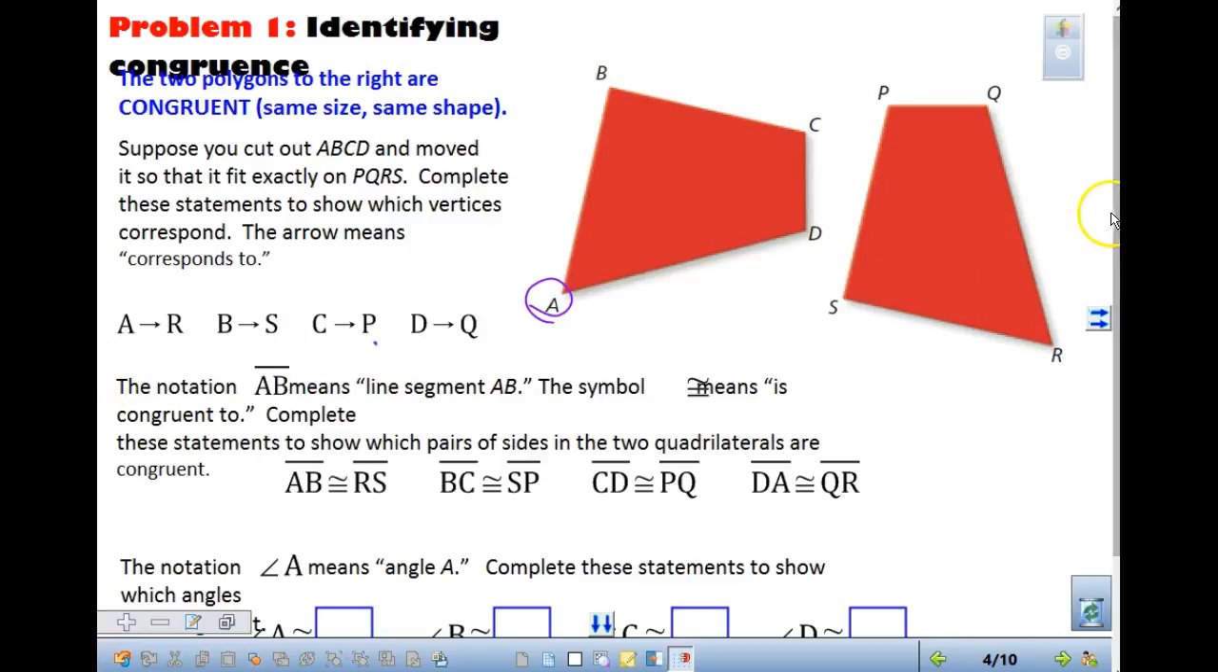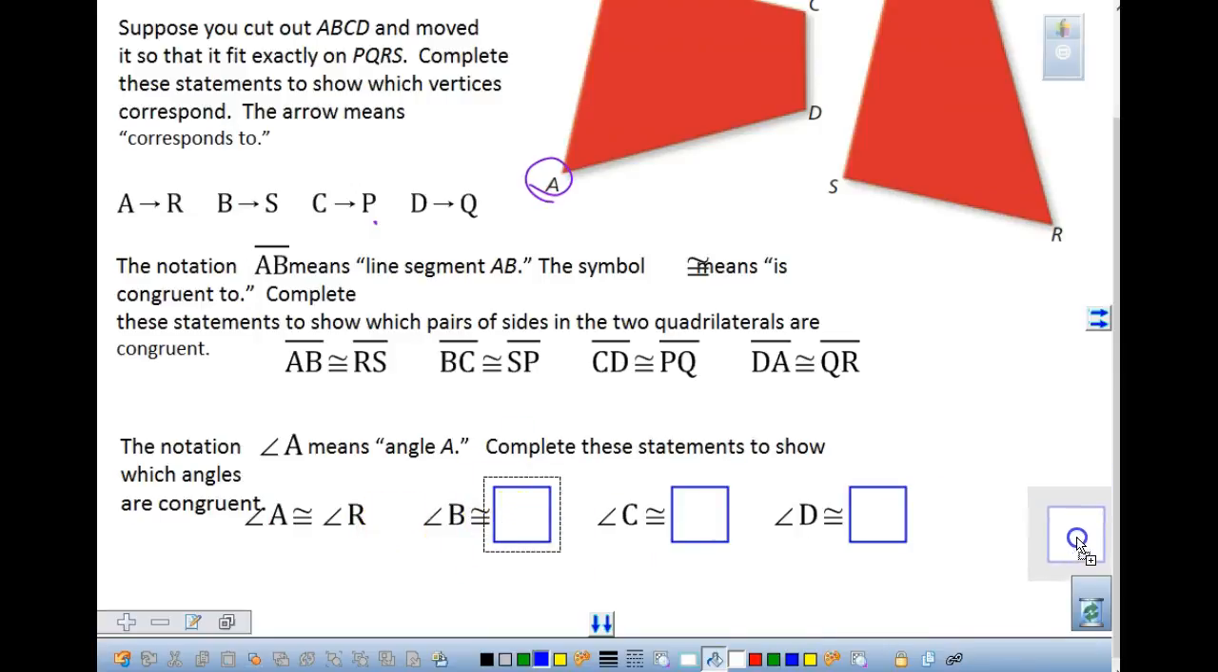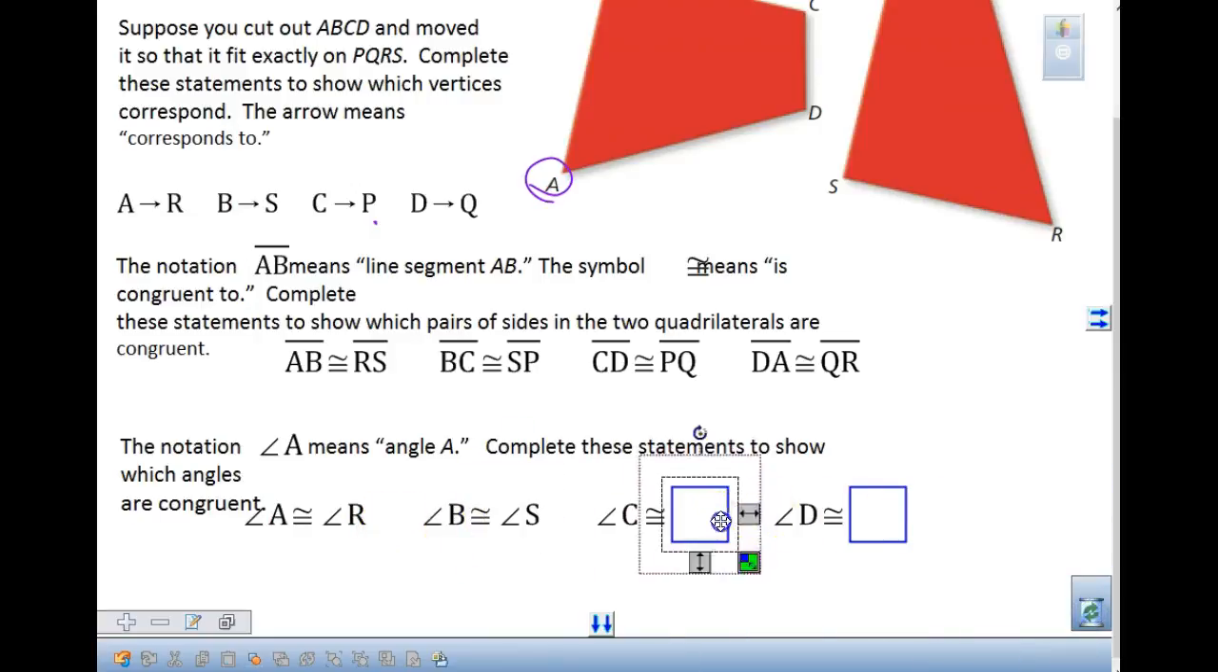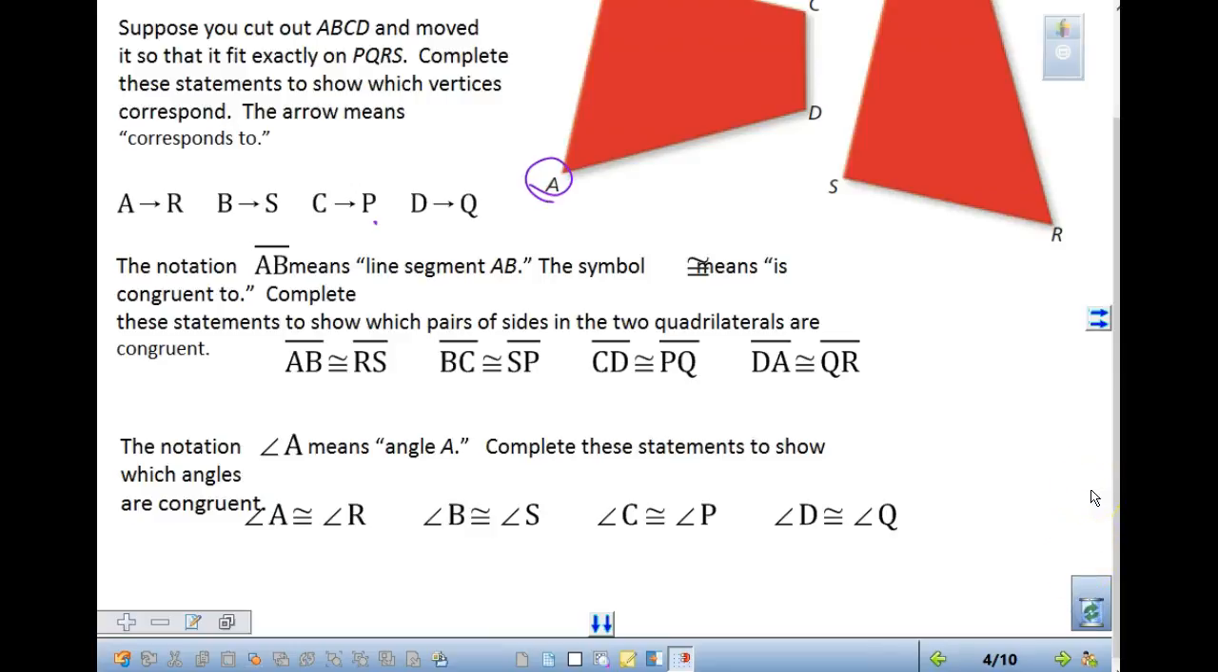So A, if we are looking at this, A is going to match up with angle, and you use the angle symbol in front, angle R. So this is almost exactly the same as what you had here. A to R, angle A, angle R. B should be with angle S. If you haven't filled all of these in, C to P and D to Q. Make sure you're using that angle symbol in front, okay? So when I look at yours, I should see exactly like that.